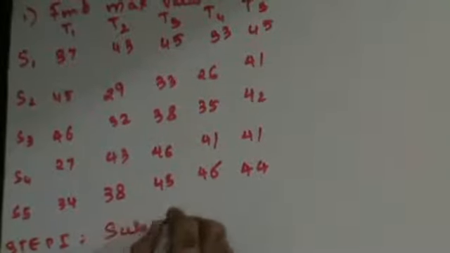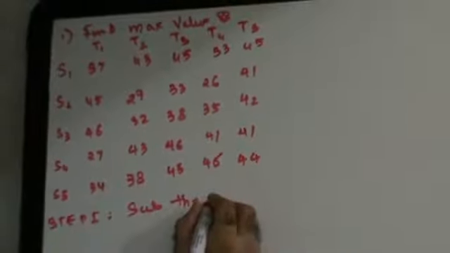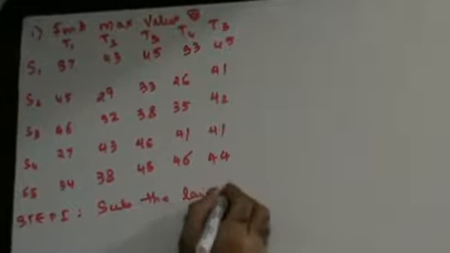Right? Now the first thing that you need to do is, when you have to find out maximum value, step 1 is subtract the largest number from other numbers. So you will have S1, S2, S3, S4, S5, T1, T2, T3, T4, T5. Now, the largest number in the matrix is 46. So you subtract 46 from all the numbers.